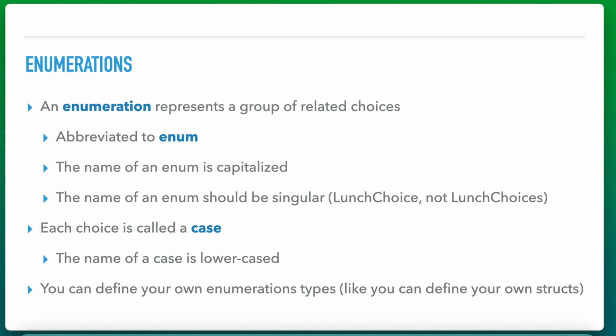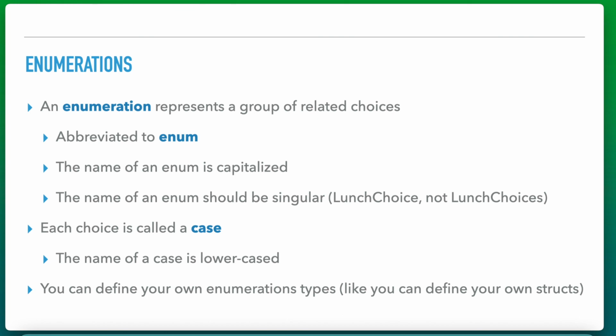There are 3 best practices when we create enumerations. First is our keyword. Our keyword is abbreviated to enum. So enumeration and enum is our keyword for that. The name of an enumeration is capitalized, just like they were when we created structures. The name of an enumeration should be singular. So lunch choice, for example, not lunch choices.